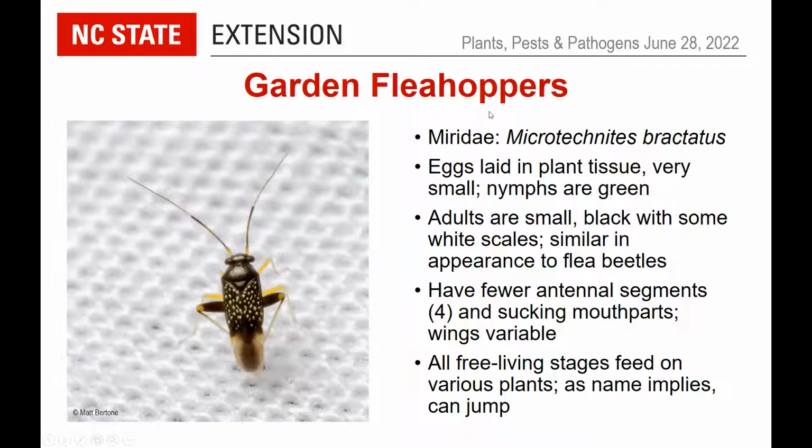So the first group are the garden flea hoppers. They're in the family Miridae, which is the group of plant bugs, and their species is Microtechnites bractatus. So the eggs are laid in plant tissue and are very small, and the nymphs are green, and I'll show you both these in a second. The adults are small, black, with some white scales on them, and they're similar in appearance to flea beetles, except they have fewer antennal segments, only 4, 1, 2, 3, 4, and have sucking mouth parts, which is a little difficult to see here. All of the free living stages feed on various plants, and as the name implies, they can jump. So these are very common in gardens, feed on weeds and garden plants.